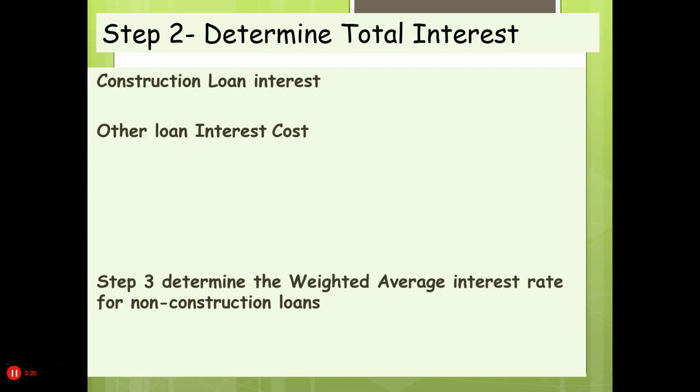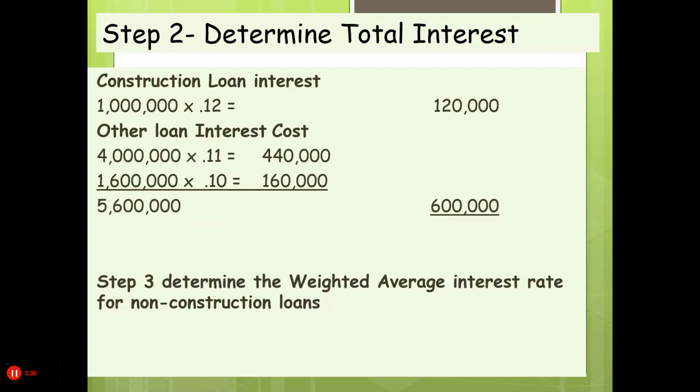Now, let's take a look. We have our current construction loan, which is $1 million at 12%. So the annual interest is $120,000. And we have our other loans, which total $600,000. So we have total actual interest for 2025 of $720,000. Now, we are not going to capitalize all that interest because we have a rule.